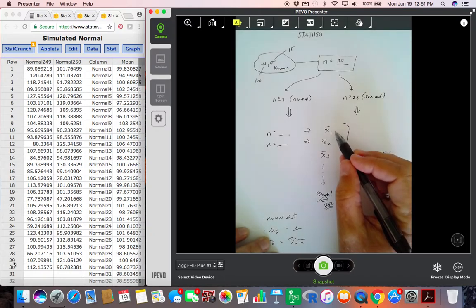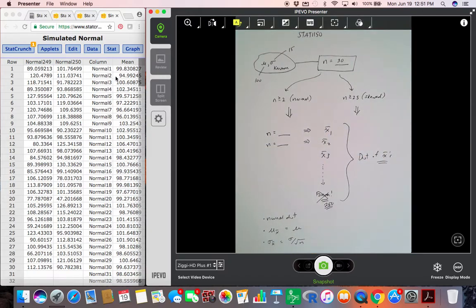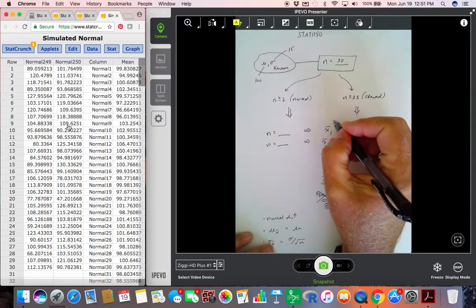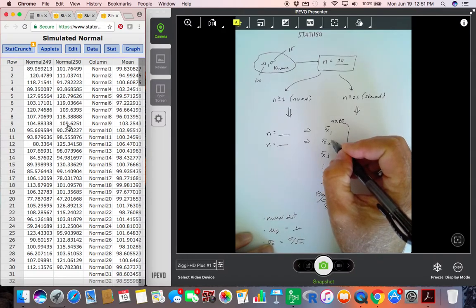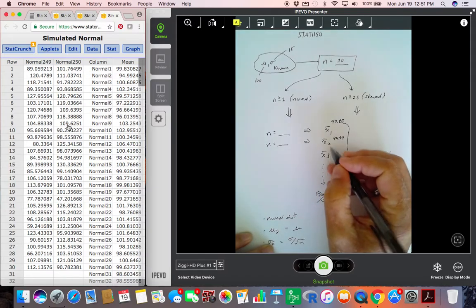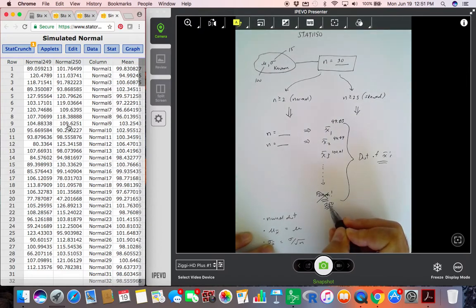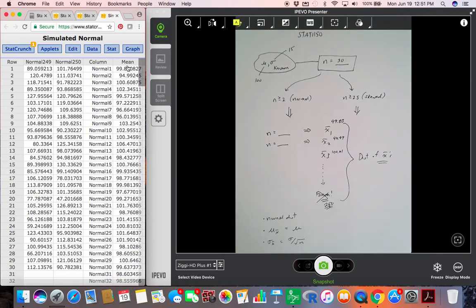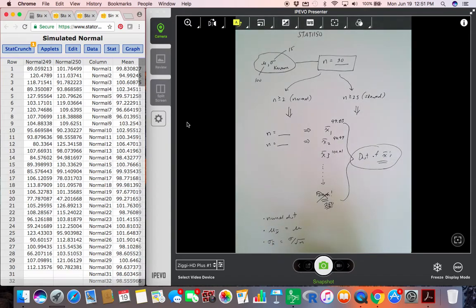Now, the first sample mean was found over there, and I'm going to do it with the mouse. You can see it was right here. It was 99.83. The second sample mean was 94.99. The third sample mean was 100.61. And I had 250 of these, which I'm not going to write. So this column that I have in StatCrunch titled mean, that's my distribution of sample means.